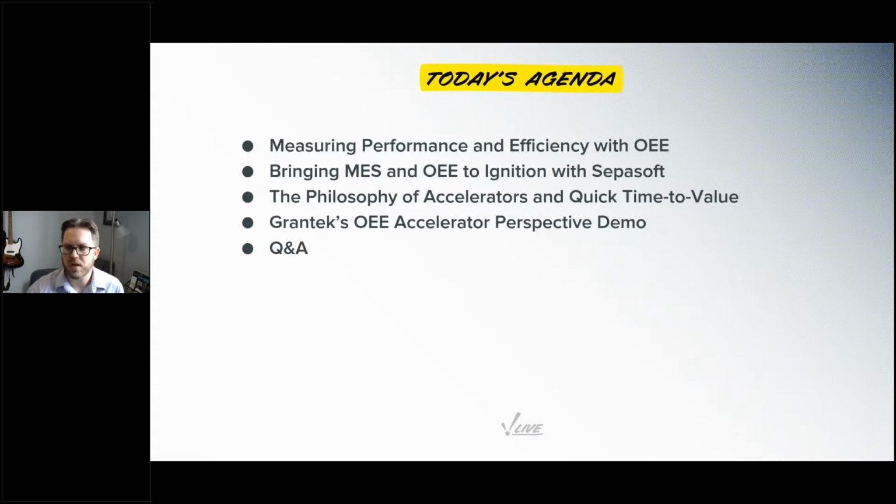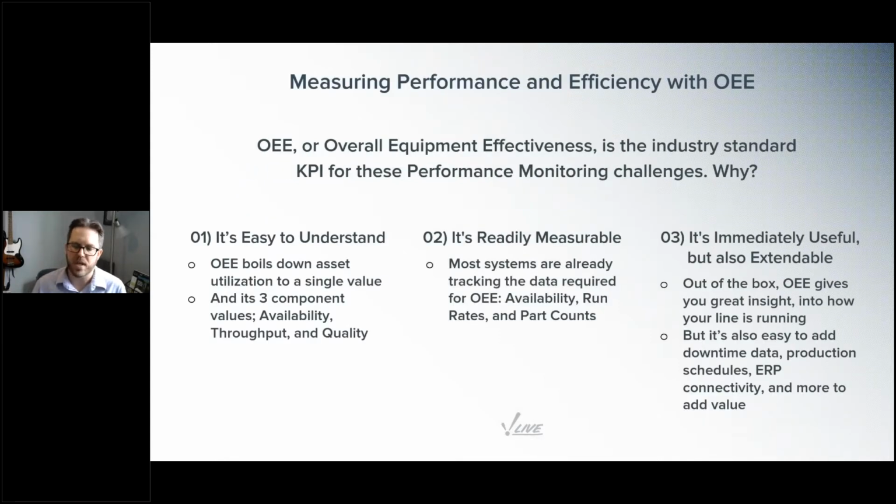So to get started, let's make sure that we're all on the same page when I'm talking about OEE. OEE is overall equipment effectiveness, the industry standard KPI for performance monitoring. For a couple of reasons I'm sure you'll grasp pretty quickly. One, very easy to understand. It is a single score of your asset or line utilization broken up into 3 components with some extra stuff on top of that. And I'm going to go into some examples of how that works in just a little bit.